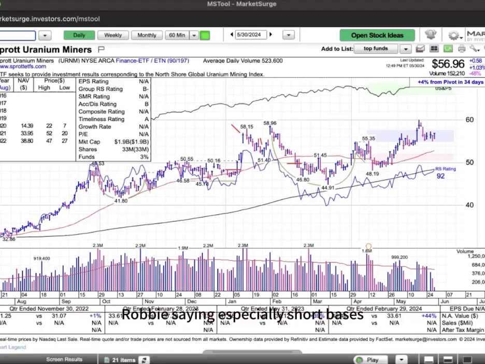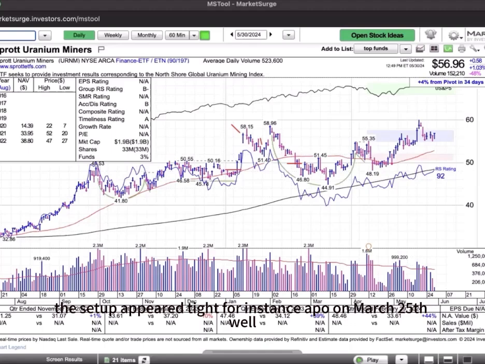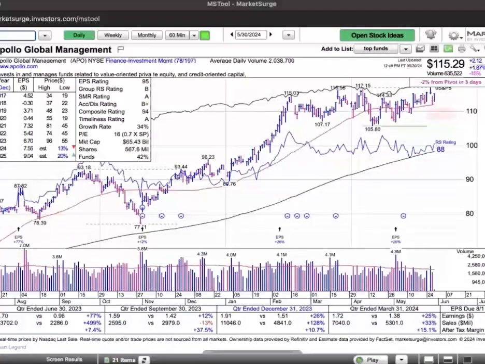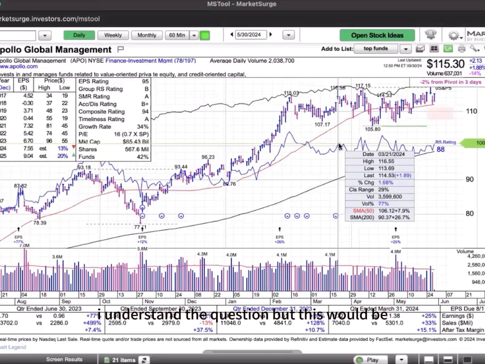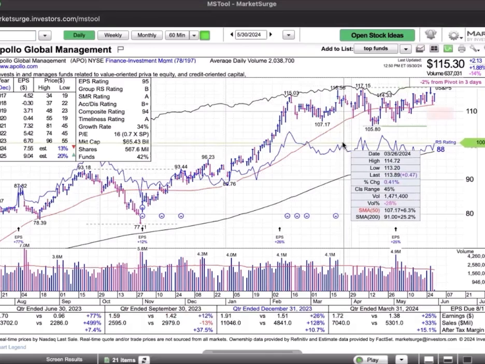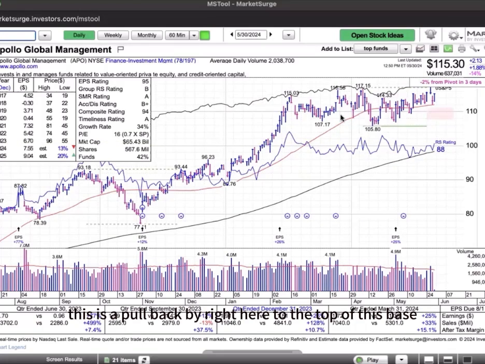When grading setups, Robbie's saying, especially short bases that are not power plays, how would you go about it? I'm not sure if categorizing them as a faulty setup is correct. The setup appeared tight. For instance, APO on March 25th. Well, let's take a look. I'm not 100% sure I understand the question, but this is a pullback right here to the top of this base.